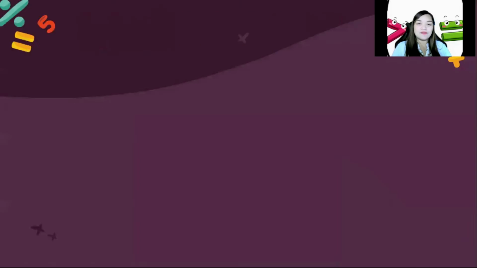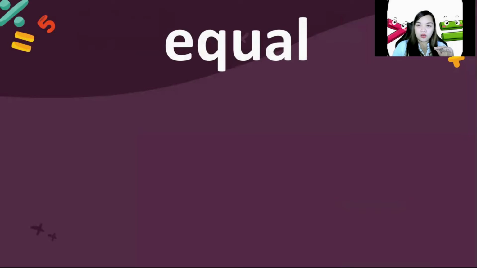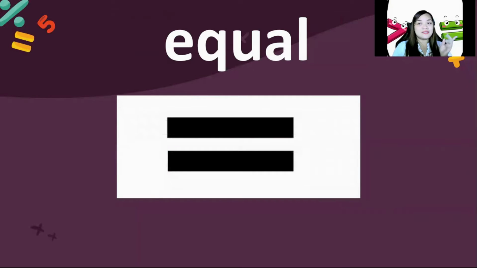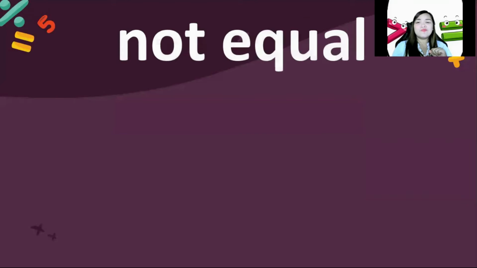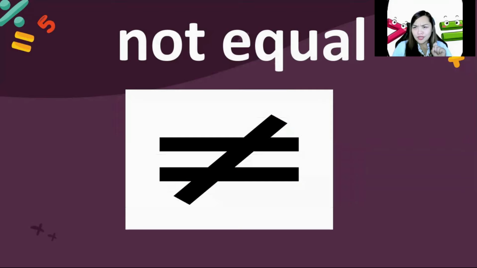Now we have to focus on these symbols or signs because this is the center of our lesson. First one, we have equal. Everybody say equal. The equal sign is a double line. Next, not equal, or not the same. So it is like 2 and then 1.